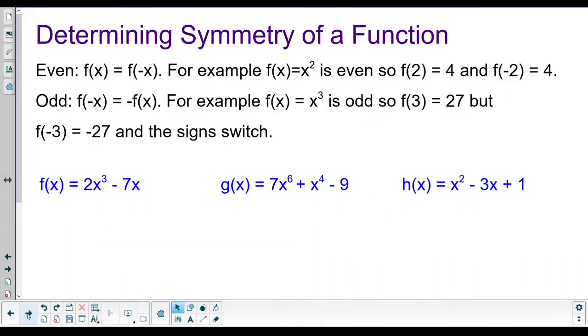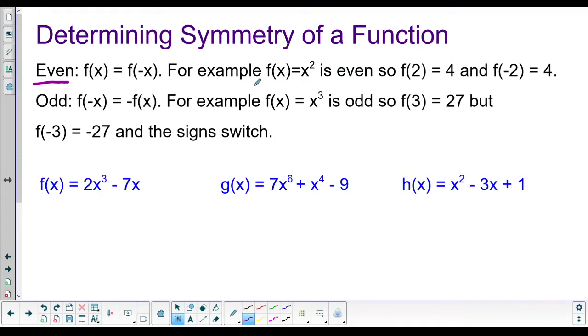All right. The next thing we want to talk about is determining the symmetry of a function. And this is where we're going to have 2 slides. So we'll talk about equations first, and then we'll talk about some graphs. So for the equations, here's the formal math definitions. For something to be even, f of x has to equal f of negative x. And all this means is if I plug in a number, and then plug in that same number but negative, I should still get the same answer.